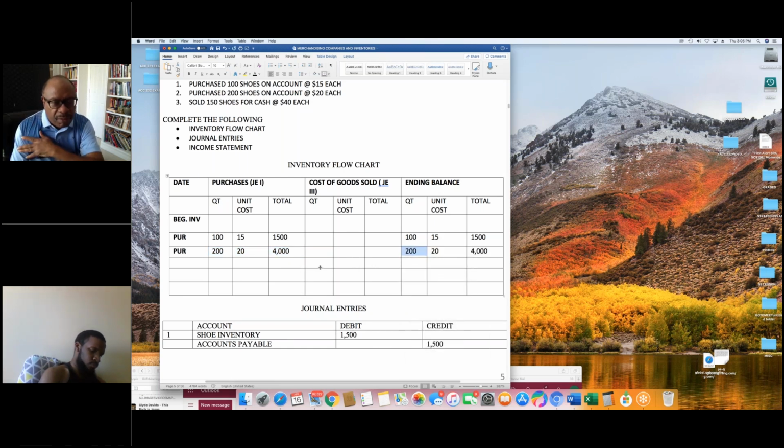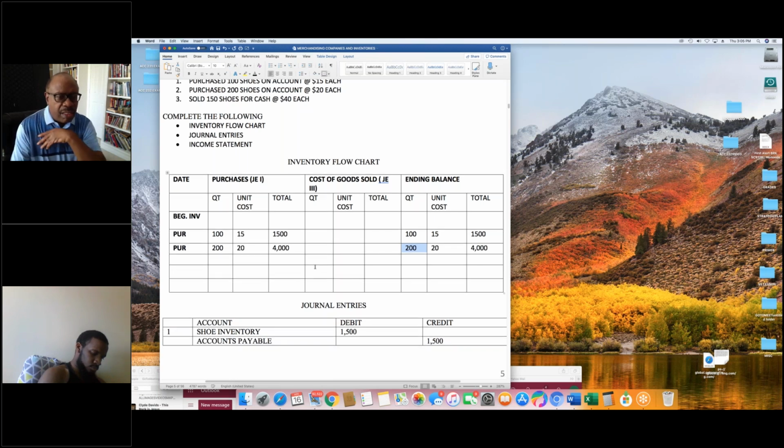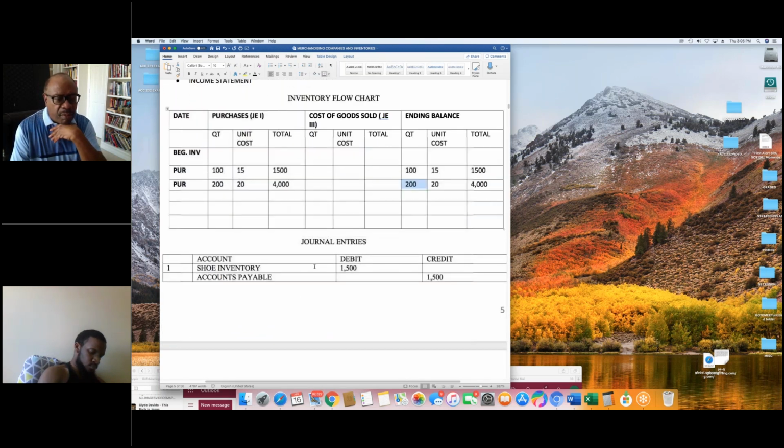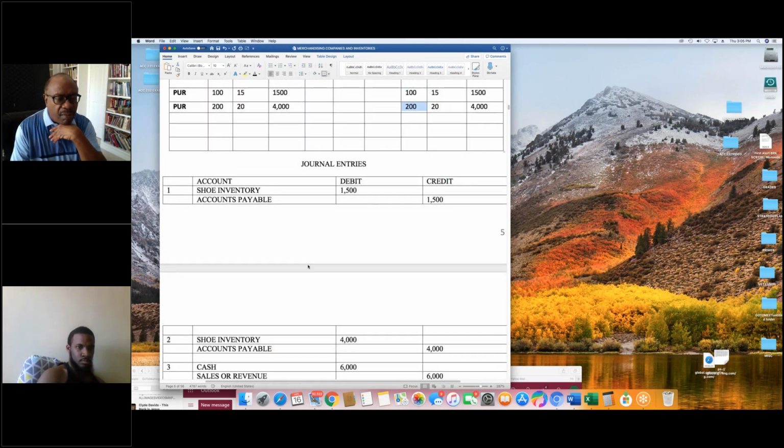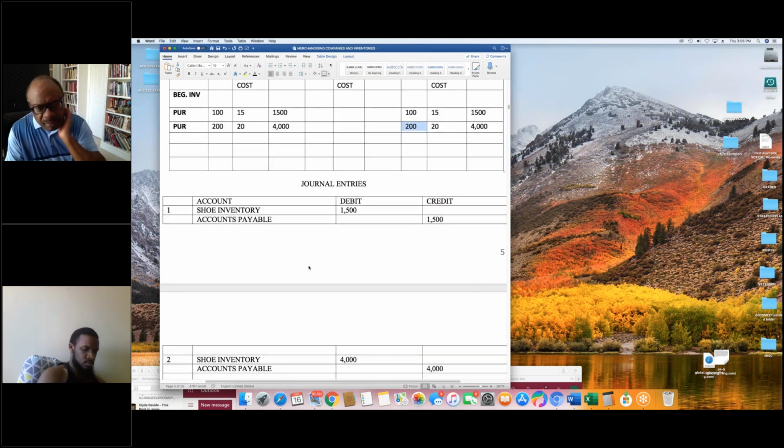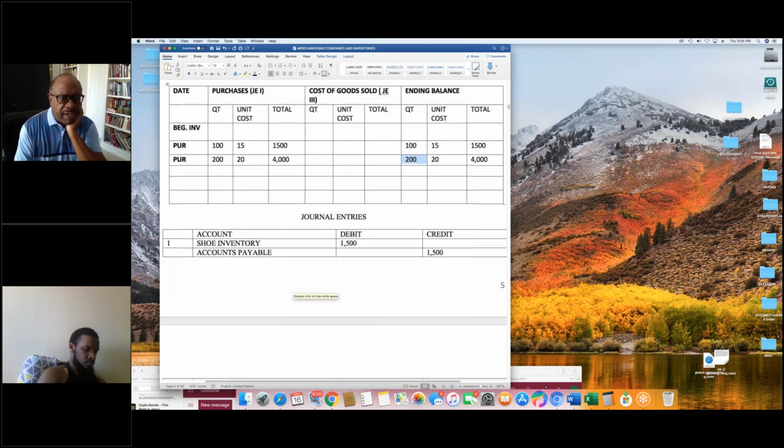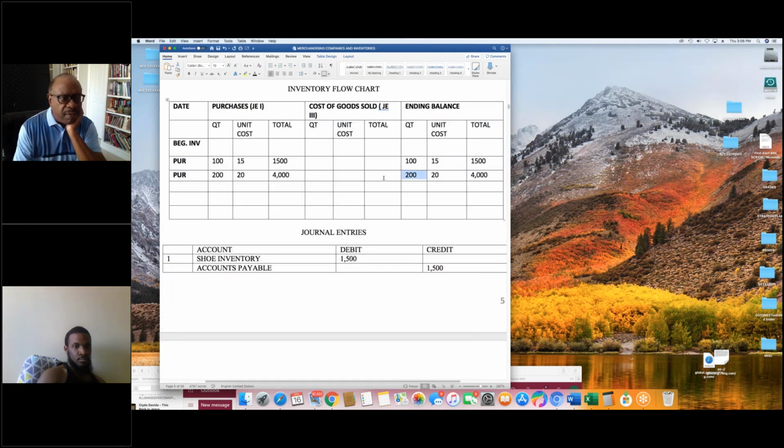Okay, so they came on over. So that's how we stand after those first two purchases. So whereas before you just had one purchase, now you got two purchases. And so to keep track of things, we keep this table.